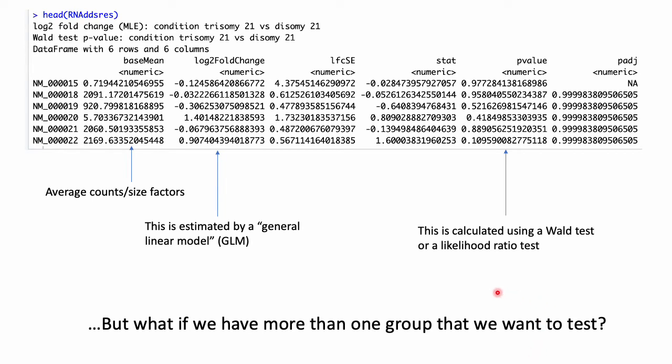When we run the results command on our DESeq2 object, we obtain a list of genes which were compared in the two groups. DESeq2 also prints out a base mean, which is an average of the normalized counts, a log2 fold change, which is a value estimated from using a general linear model, and then a p-value, which is a result of the statistical test that was run on these genes, either a Wald test or a likelihood ratio test.